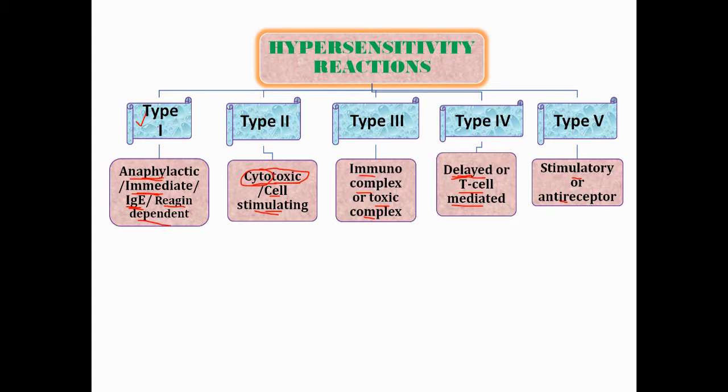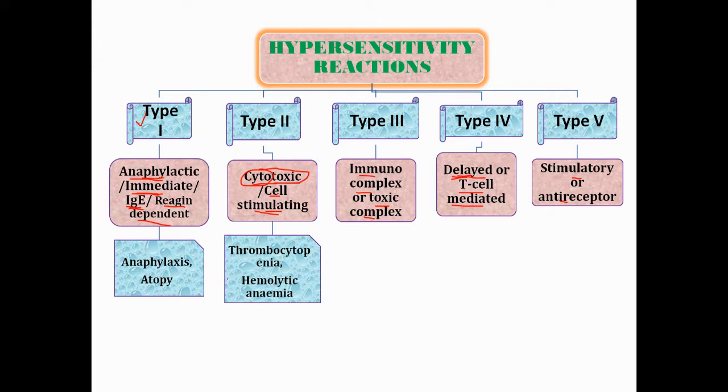Then we will look at a glance at the different types of hypersensitivity reactions and the type of reactions they cause. If you look at the first one, type 1 hypersensitivity reaction, it causes anaphylaxis and atopy. Whereas type 2 causes thrombocytopenia and hemolytic anemia. In the introduction, we discussed that hypersensitivity reactions cause certain reactions. If it is type 1, it causes anaphylaxis and atopy, whereas type 2 causes thrombocytopenia and hemolytic anemia.